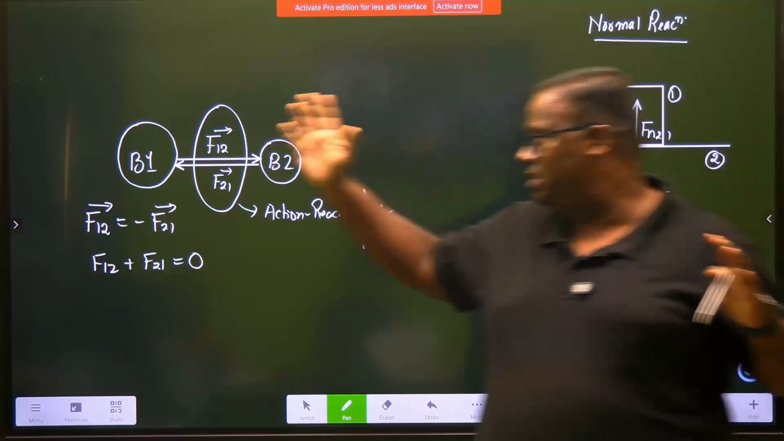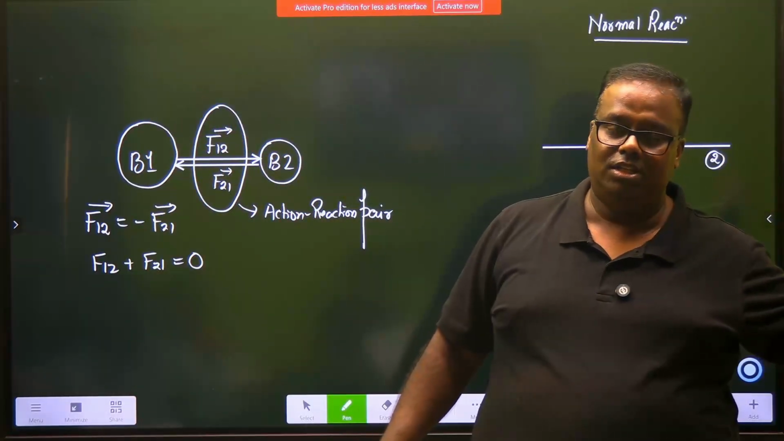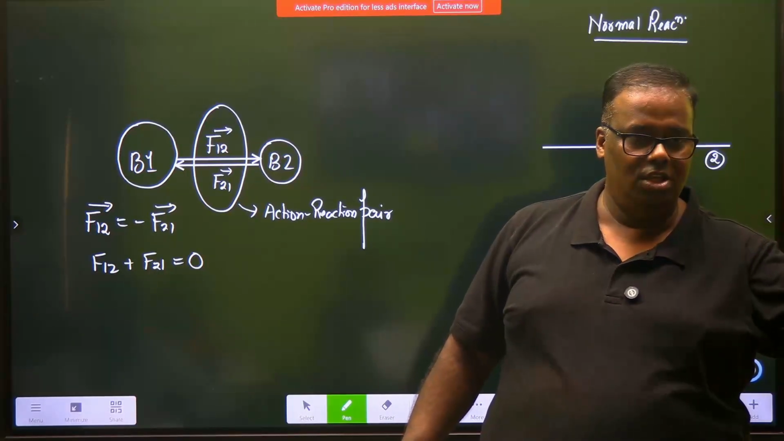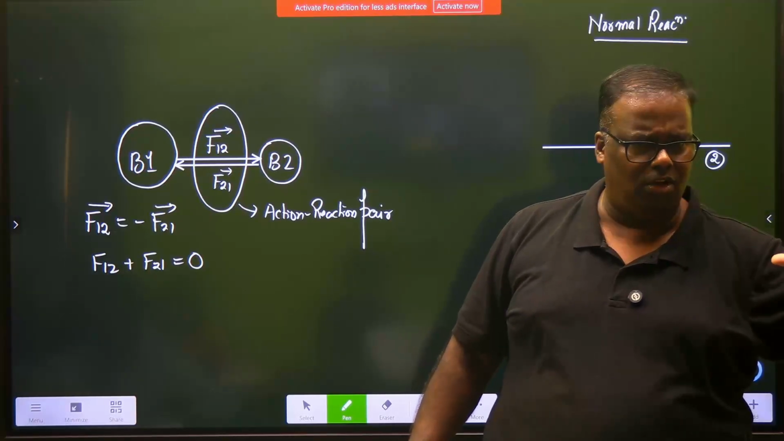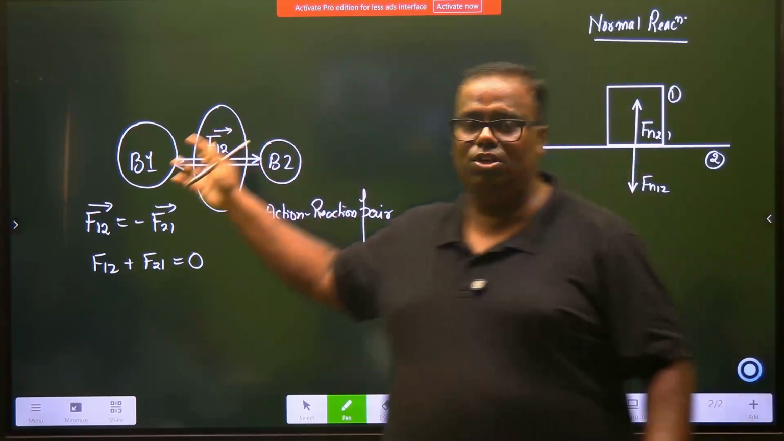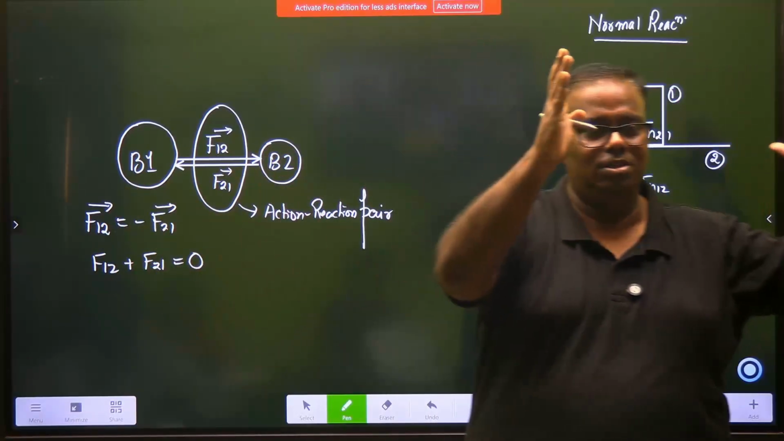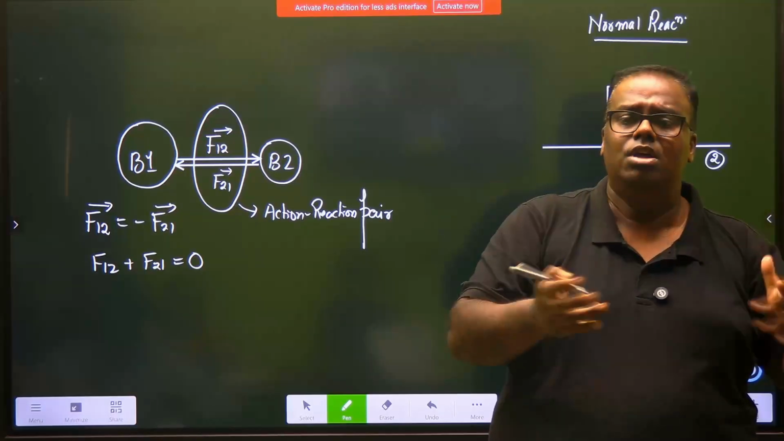Our next chapter earlier used to be gravitation. There we used to study the first law, Newton's law of gravitation, or we used to call it the universal law of gravitation. We'll study that law. That law is an extension of this law itself. Only it is limited to gravitation.